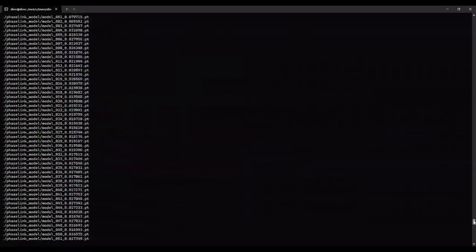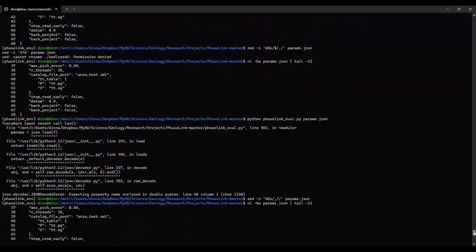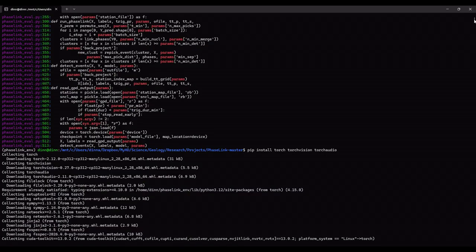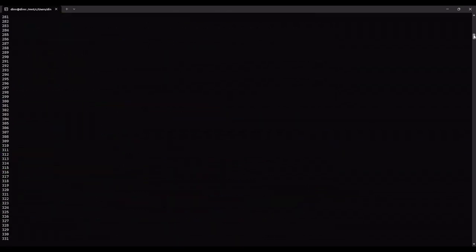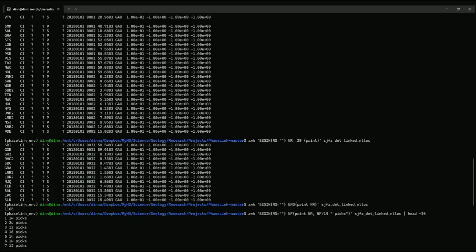The real earthquake association stage was then launched using python phaselink_eval.py params.json. After the neural network had examined all subsequences of PICs, PhaseLink combined those local predictions into actual earthquake detections. For every subsequence examined by the recurrent neural network, the model produces a prediction table describing which PICs appear to be associated with the root PIC of that subsequence.